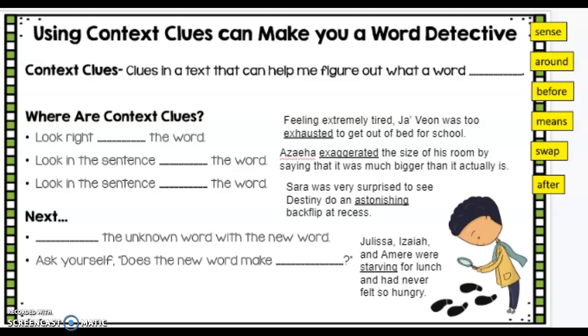Using context clues can make you a word detective. Context clues are clues in a text that can help me figure out what a word means. What are context clues? You can look right before the word.